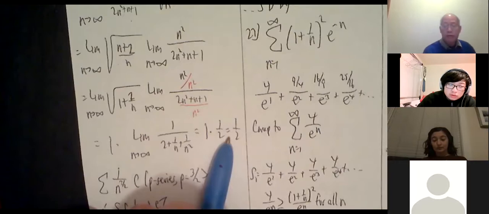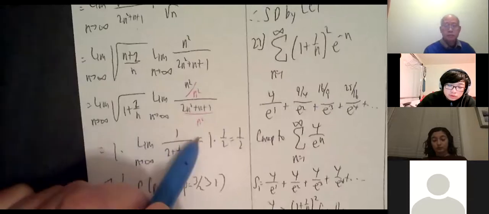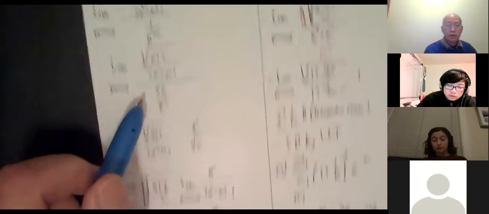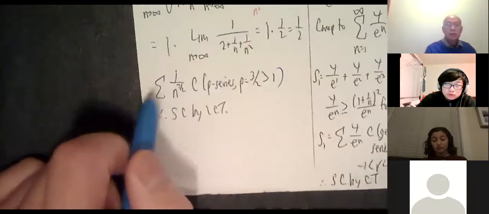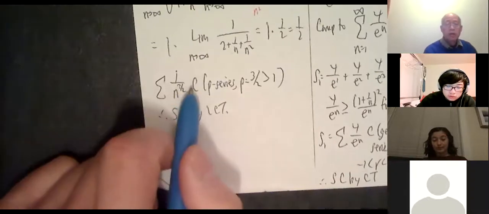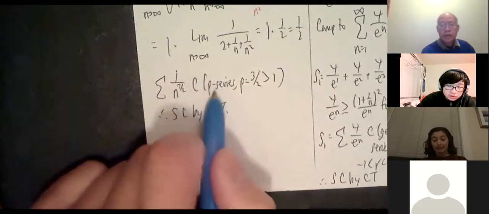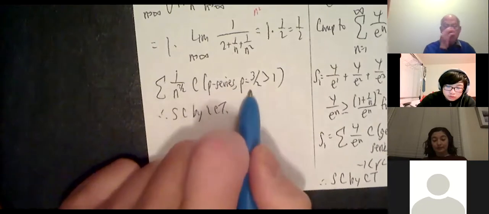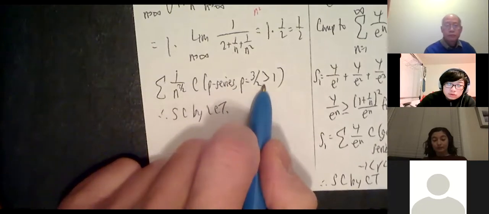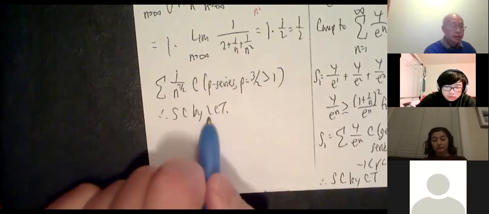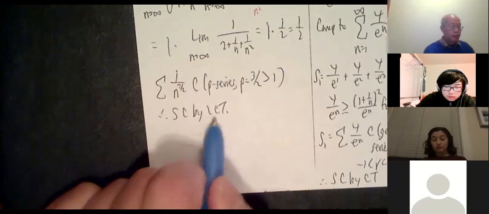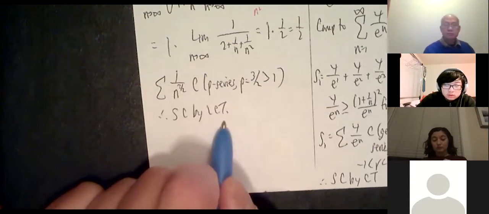So the ratio of the two in the long run is a half. That's okay. That's allowed. That does mean whatever happens to one happens to the other. So I just have to figure out now what happens to my easier series, summation 1 over n to the 3/2. So summation 1 over n to the 3/2 converges. Why? It's a p series. P is 3/2, which is greater than 1. Therefore, the original series also converges by LCT, limit comparison test. So whatever happened to the one happens to the other.